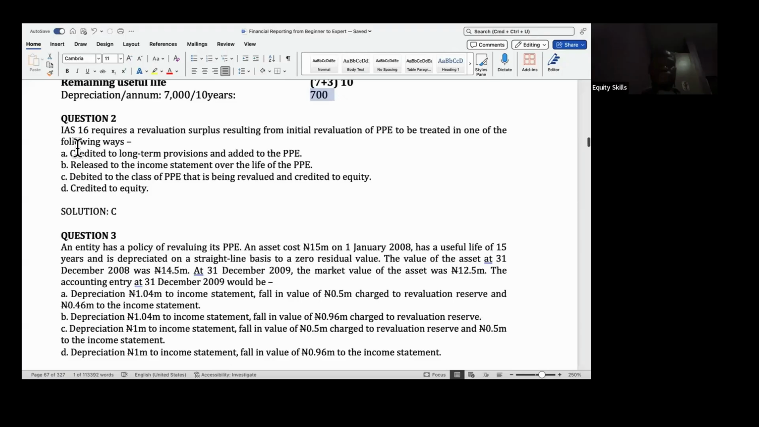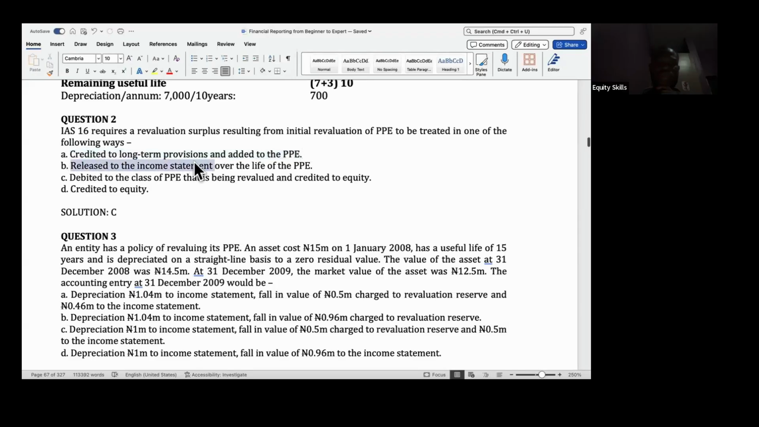Question 2. IAS 16 requires a revaluation surplus resulting from initial revaluation of PPE to be treated in one of the following ways. We credit to long-term provisions and add to PPE, release to income statement over the life of the assets, or debited to the class of PPE that is being revalued and credited to equity. Credited to equity. Of course, the answer is C.